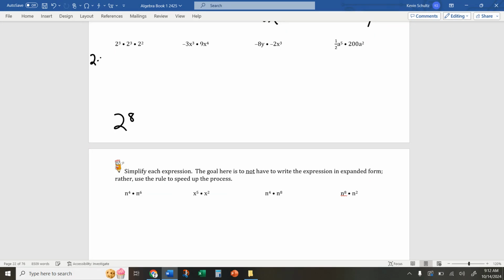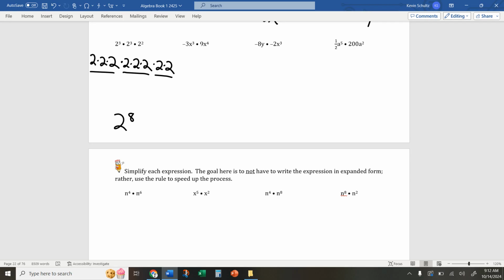Let's see, 2 times 2 times 2, there's our first 2 cubed, times another 2 cubed, so another 2 times 2 times 2, times a 2 squared, so another 2 times 2, right? How many 2's do we have in all? 8 of them. So 2 to the 8th is the correct answer. Not 4 to the 8th, right? Don't multiply the 2's, they're bases, not coefficients. 2 to the 8th.